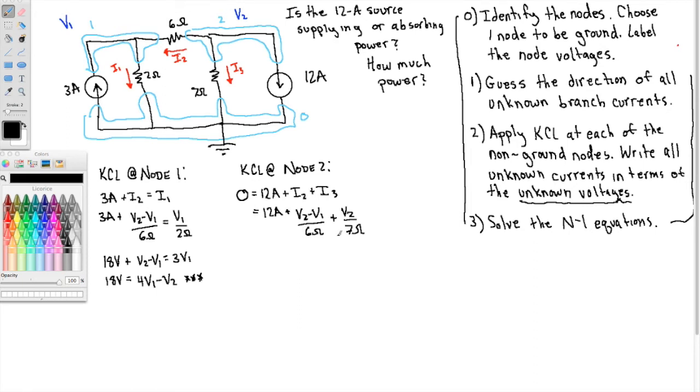Alright, so the common denominator here is what? 42? Oh, there's got to be something better than 42. 28. Nope, I think it is 42, unfortunately.